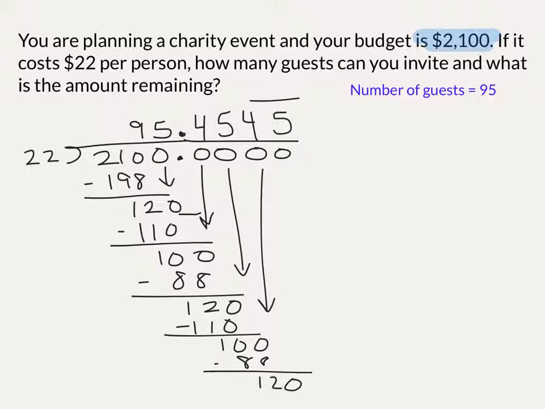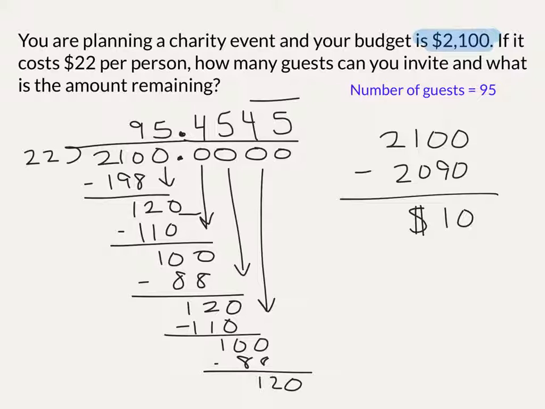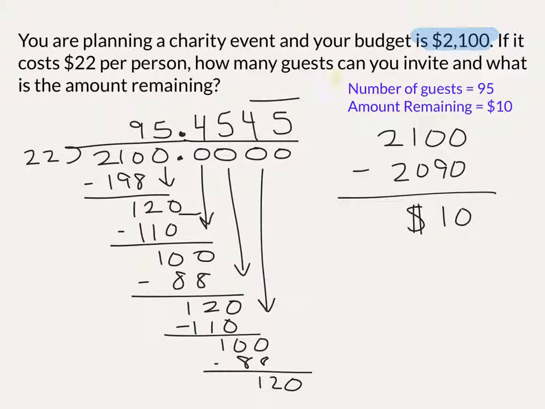So we're going to subtract 2,100 minus the $2,090 that it costs for 95 guests, and we get $10. So that means that we have $10 remaining. So our final answer is that we can invite 95 guests and we'll have $10 remaining.